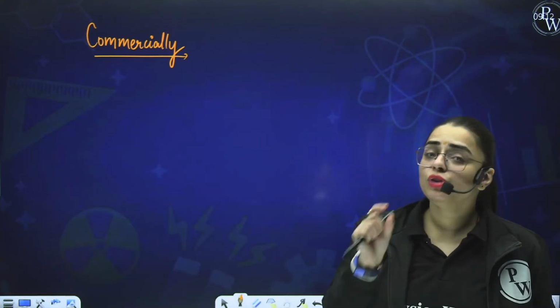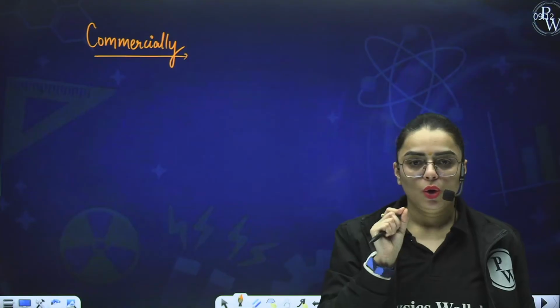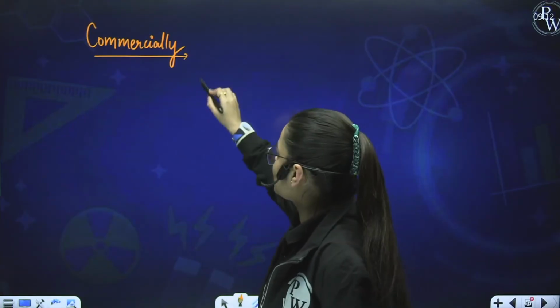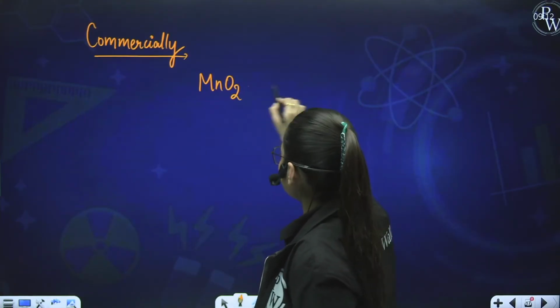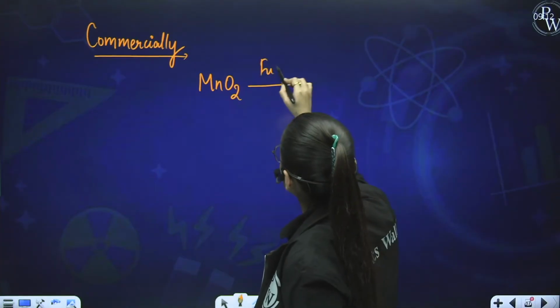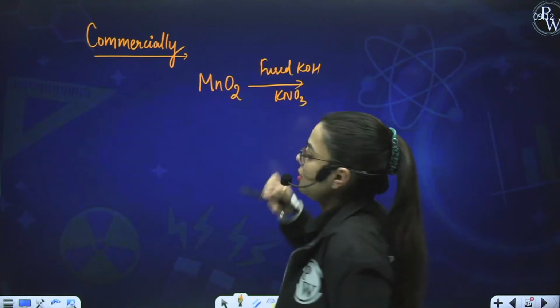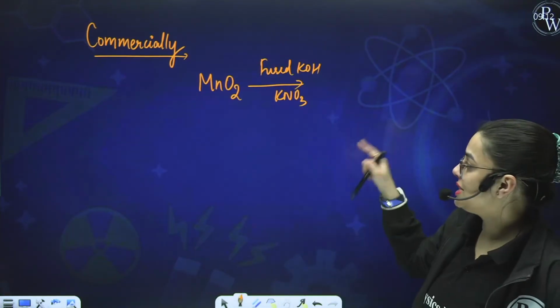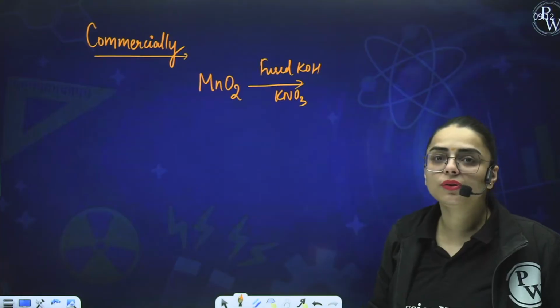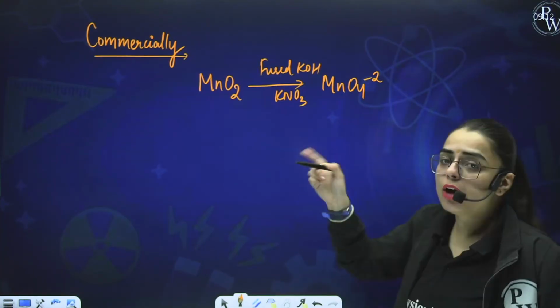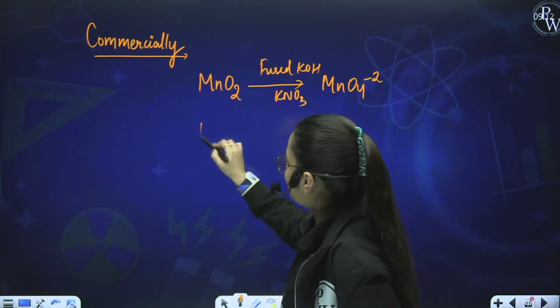See, if I talk about commercial preparation over here, MnO2 will be fused with KOH, and it can be oxidized further with KNO3. Because we have to take that ore, we have taken MnO2. Now when it is fused with KOH or oxidized with air, or I would say KNO3, what will we be getting? Again, we shall first of all be obtaining MnO4 minus 2.